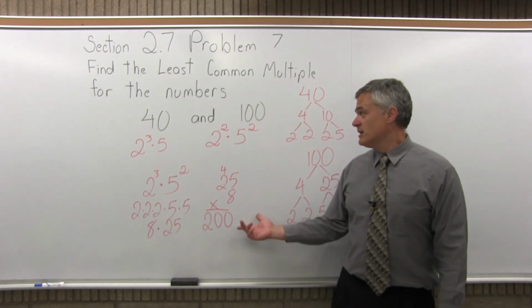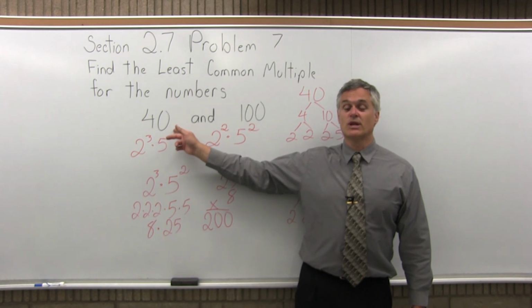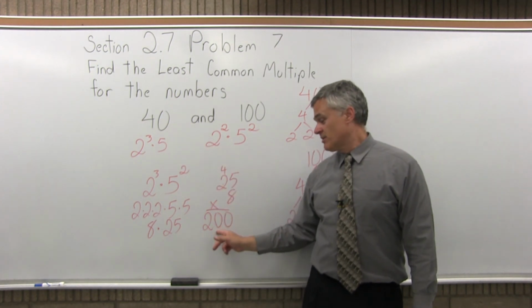And again, why would we need to find that? If you had a problem where you had fractions with denominators of 40 and 100, then the lowest common denominator would be 200.